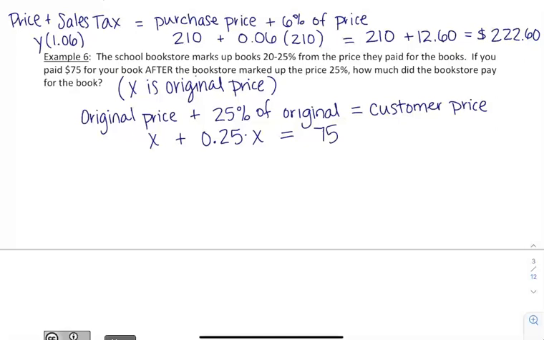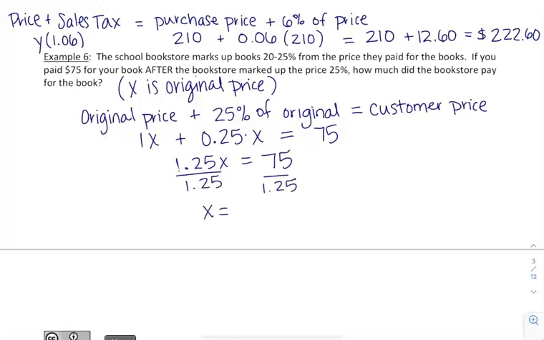So what do we do with this? We have an X and a 0.25X. So we are going to add those together. We have basically 1x and 0.25x. We add those together, we get 1.25x. And now we have our equation that we can solve. Divide by 1.25. 75 divided by 1.25 equals $60. And so that's what the bookstore paid.